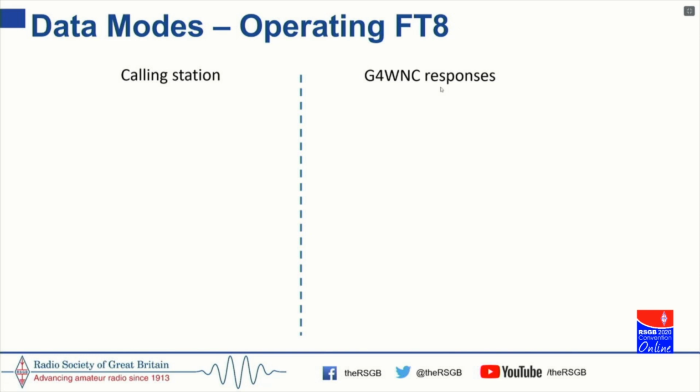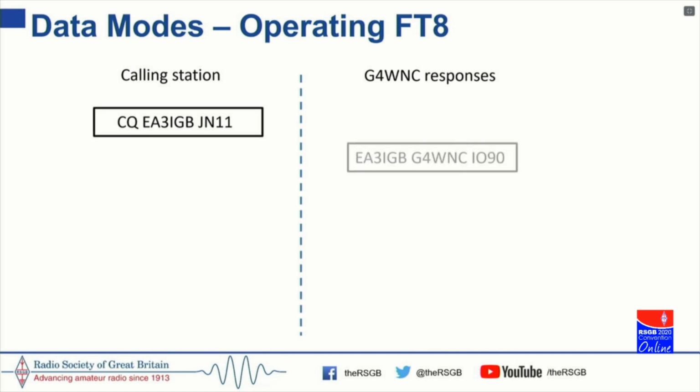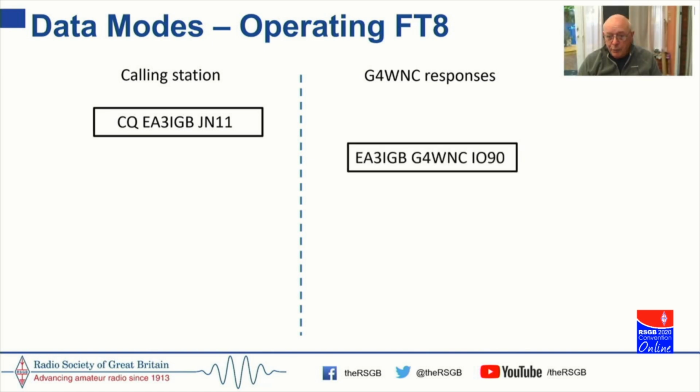So let's just start this off. So we've got here EA3IGB putting out a CQ call, and that's what he'd send. Now, if I want to respond to him, all I do is double click on his call sign in the program, and my system will automatically go back with this. So the normal EA3IGB G4WNC, and it will send my locator, the first 4 digits of my locator.